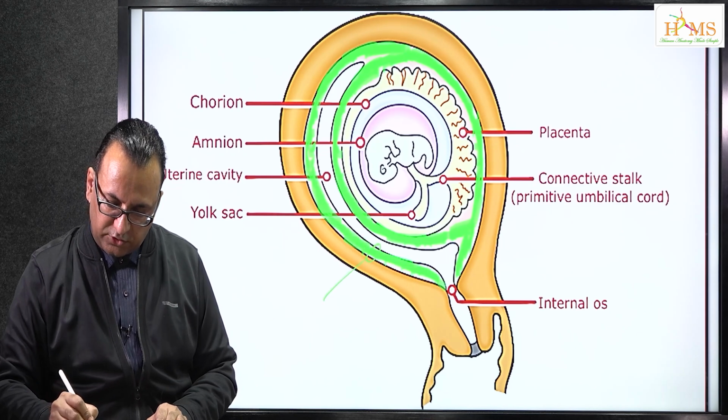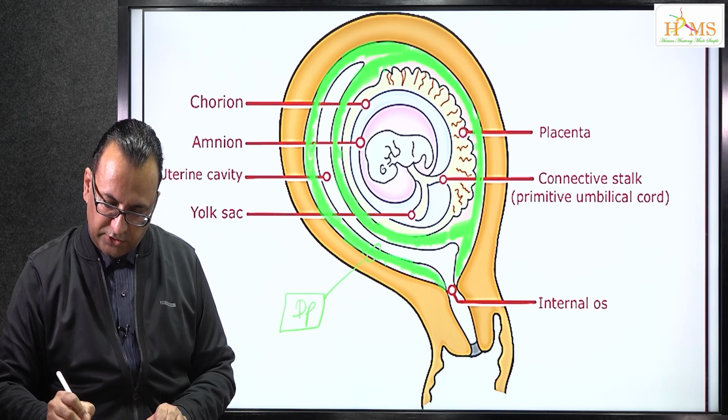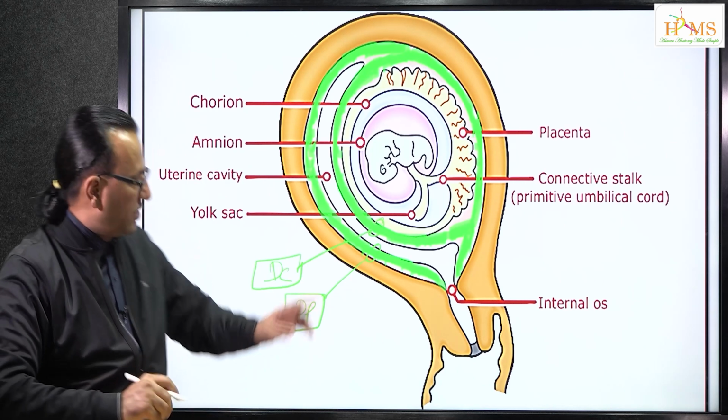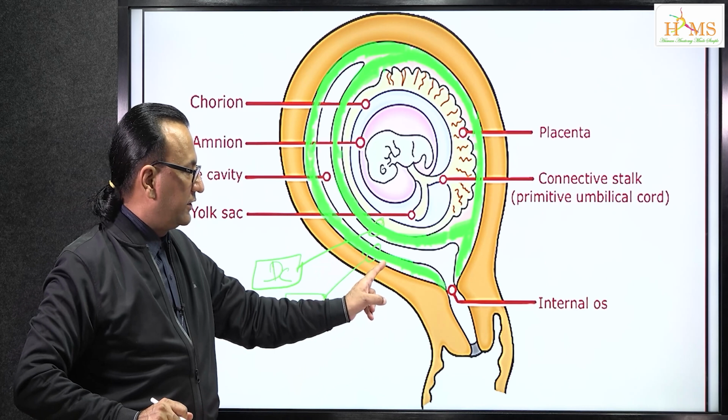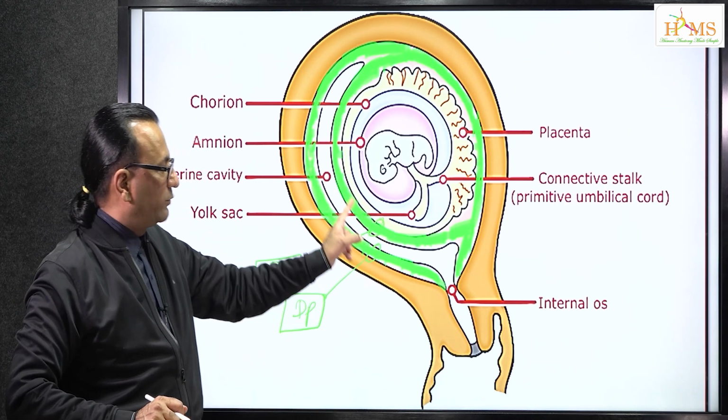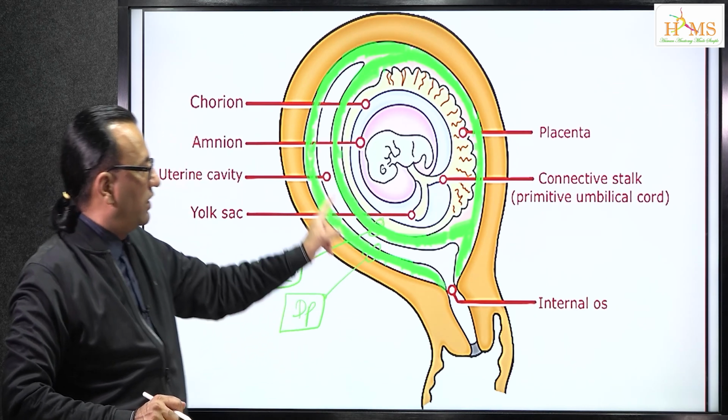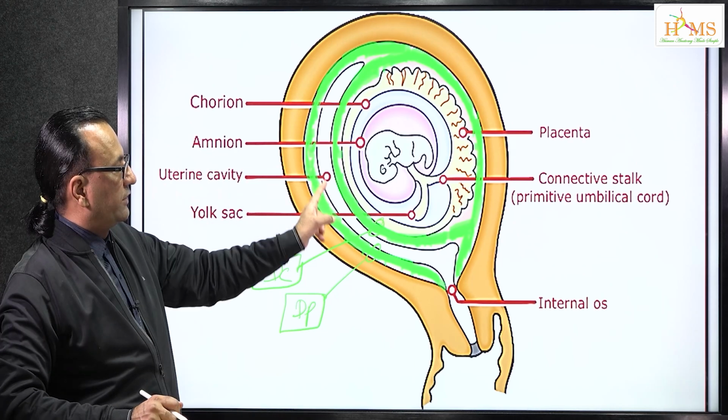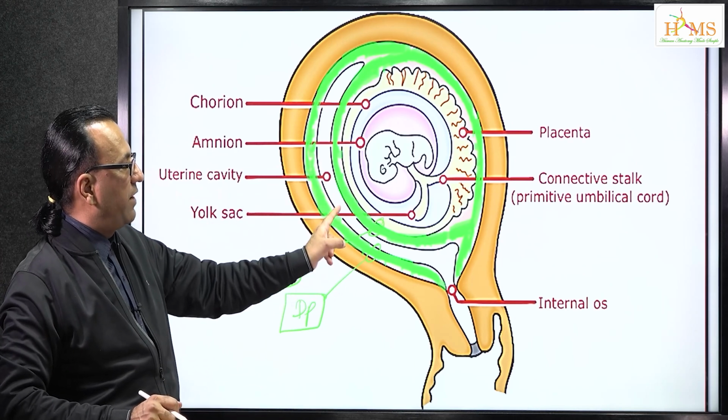This is the decidua parietalis, whereas on the inside, this is decidua capsularis. What is this cavity between the two? Periphery decidua parietalis, covering the conceptus decidua capsularis. Between the two, we have got the uterine cavity, which is becoming narrower as the baby is growing.